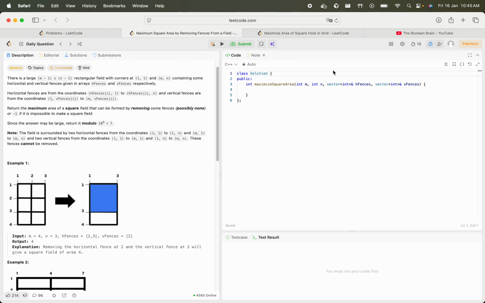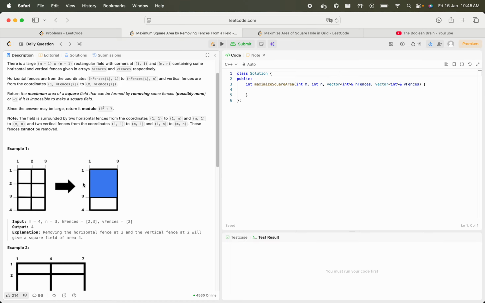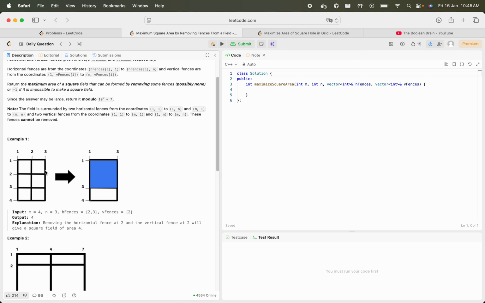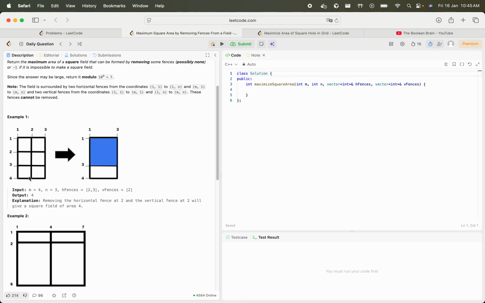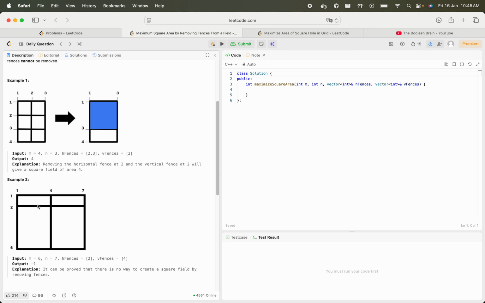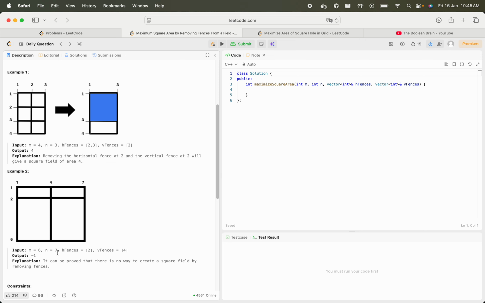But in today's problem statement, if you carefully observe, the initial state is not 1 by 1. For example, in this case, each cell is of size 1 by 1. But if you observe example 2, you can see that the size is 6 by 7 and the horizontal fence is only 2. So the initial starting horizontal fence is only 2, and similarly the vertical fence is only 1, which is at the fourth column. With this as a starting point, we now have to find the maximum square that can be possible.